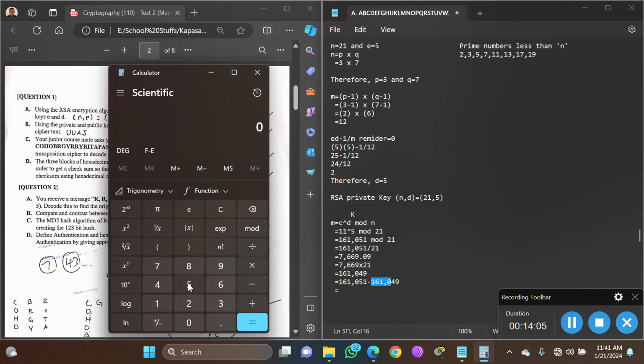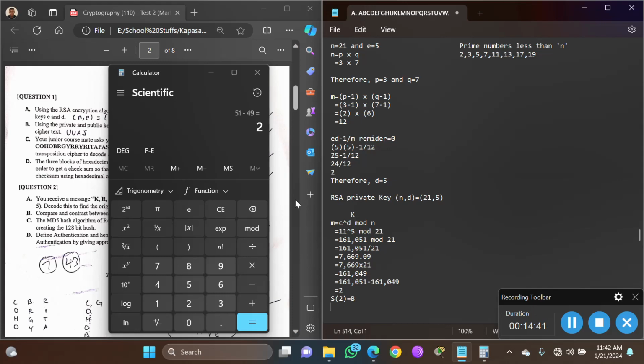51 minus 49, that's 2. So you say 2. Remember, our alphabet ends at 26, so 2 is within the range. So we say the substitution for 2 is B, because we know our alphabet A is 1, B is 2. So decrypting K, we get B.